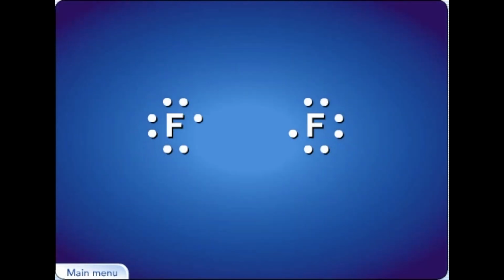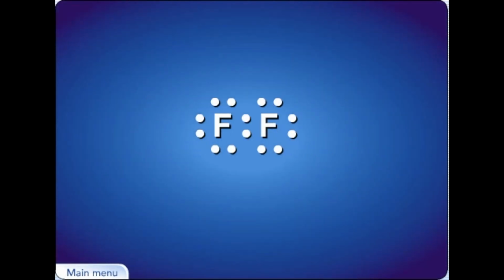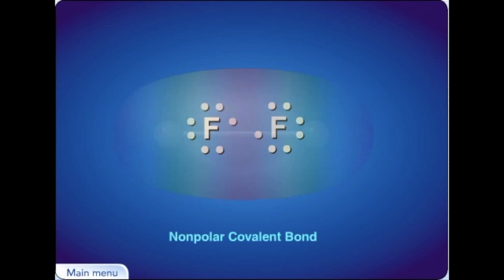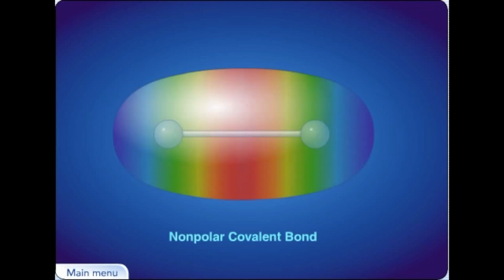Both fluorine atoms have 7 valence electrons. If 1 electron from each fluorine atom is shared with the other atom, then both fluorine atoms achieve an octet of electrons. This type of bond is called a nonpolar covalent bond. The sharing of electrons between atoms is exactly equal, and the electron density is symmetrical. The distribution varies according to the colors of the rainbow. The most electron-rich region is shown in red, in this case the region between the 2 nuclei, and the most electron-poor region is blue.